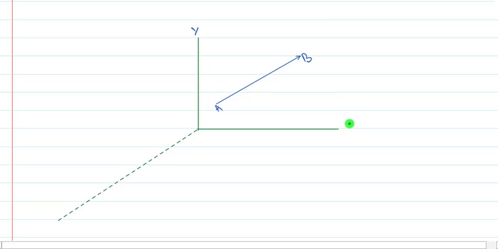There is a 3D plane with y-axis, x-axis and z-axis, and O is the origin. Let AB be the vector. Certainly this vector AB will make some angle with the x-axis, y-axis and z-axis. Let alpha be the angle which the vector AB makes with the x-axis, with the y-axis let the angle be beta, and with the z-axis let the angle be gamma.